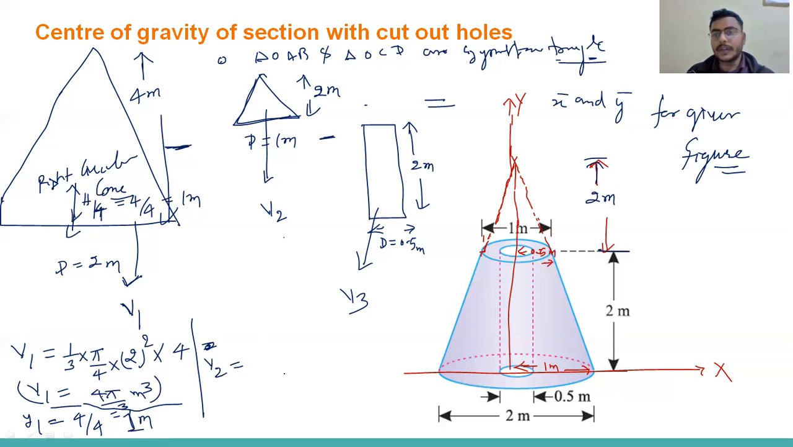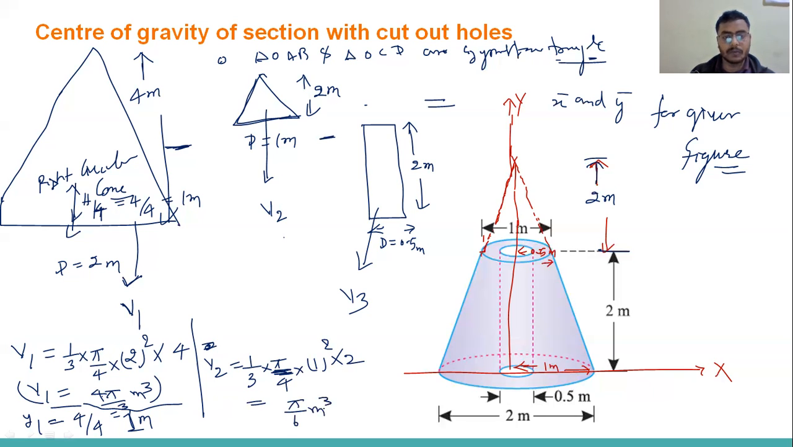What is V2? V2 is the volume of the right circular cone with a smaller diameter. What is the diameter? Diameter is 1 meter and total height is 2 meter. So we can write 1 by 3 into pi by 4 into d square, d we have 1 meter, into height, that is 2 meter. So it will come pi by 6 meter cube.